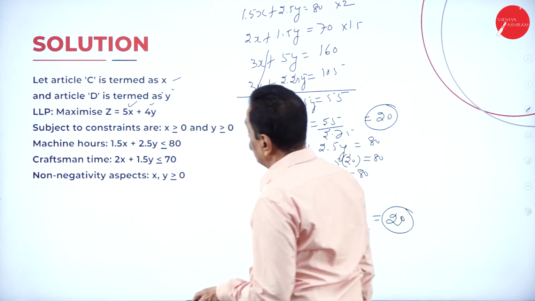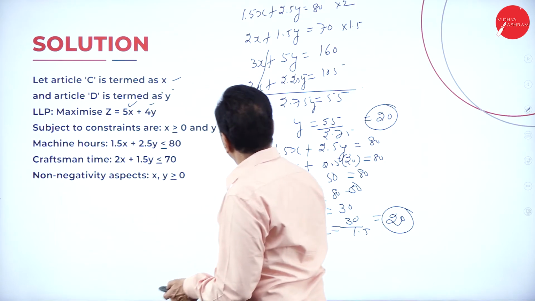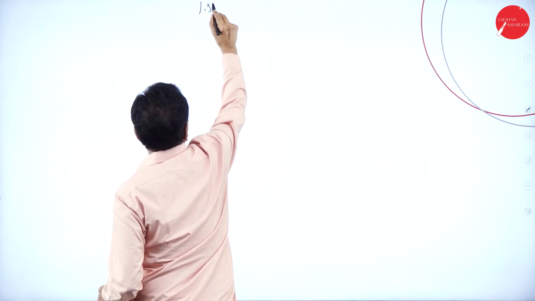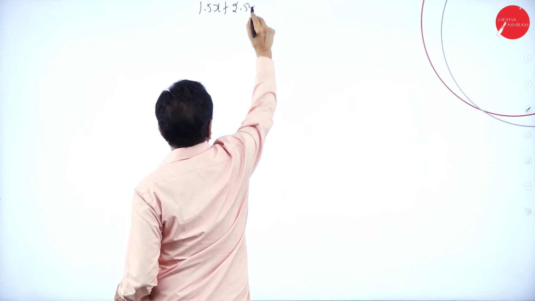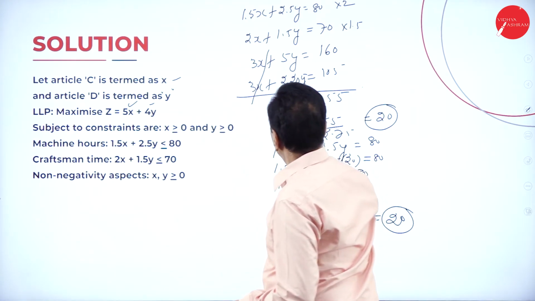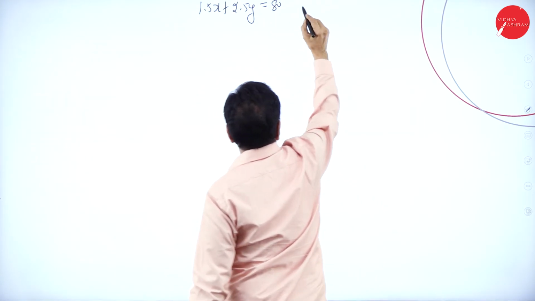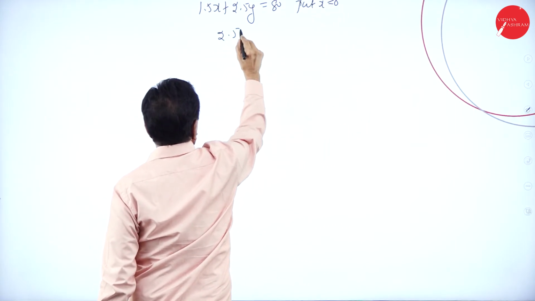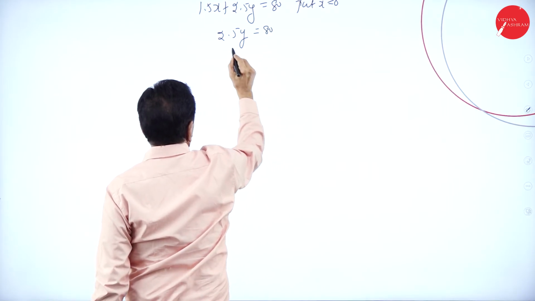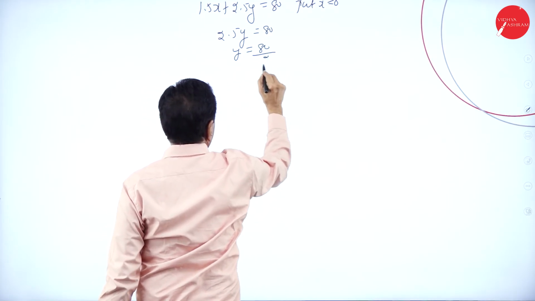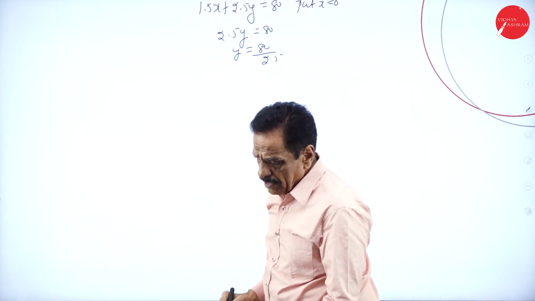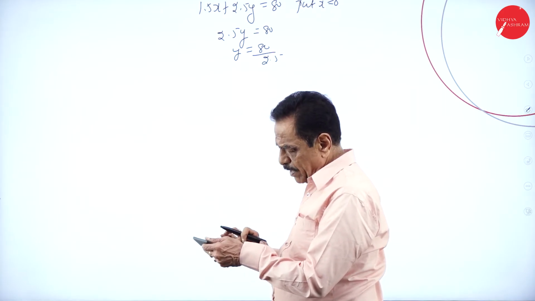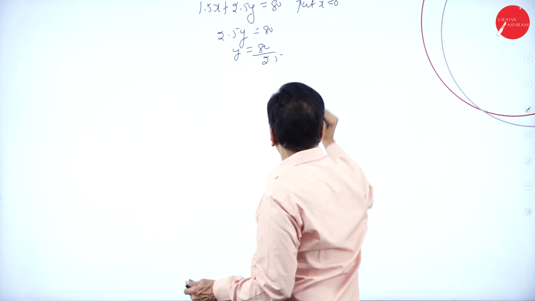You take the first equation now: 1.5x plus 2.5y is equal to 80. Put x is equal to 0. Then 2.5y is equal to 80, so y is equal to 80 divided by 2.5, which is 32.